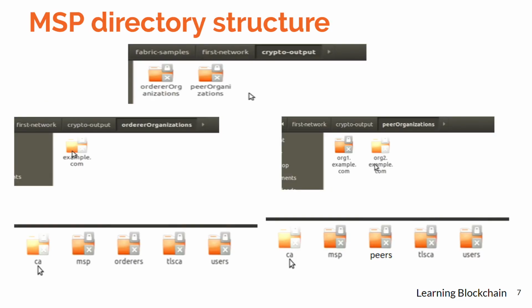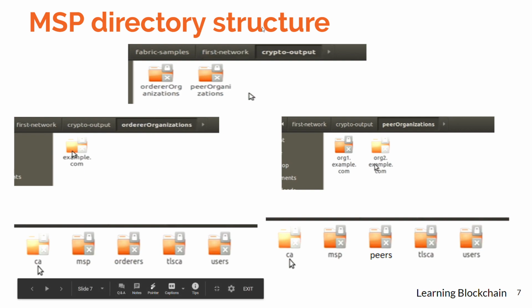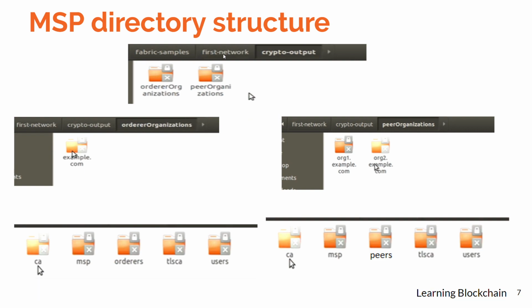Now this is the MSP directory structure. This is very important. In the first picture, where I am moving my cursor, you can see crypto output. Crypto output or Cryptogen or Crypto-config, any folder that you can create using any of the tools like Cryptogen or Fabric CA, or you can use OpenSSL, anything. So you have to create one folder, and under that folder, as I have told, there are two tags.